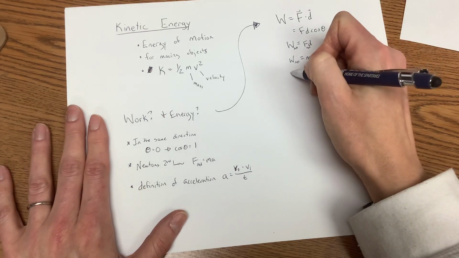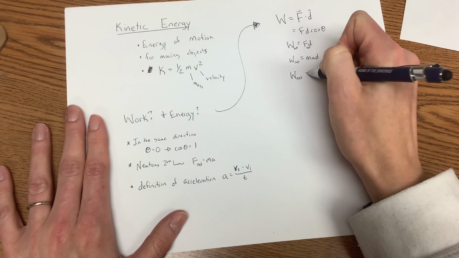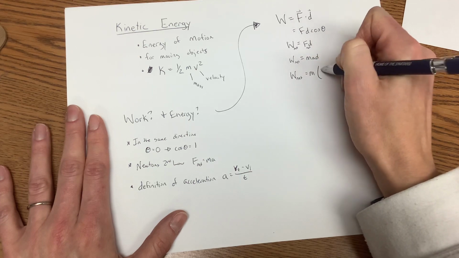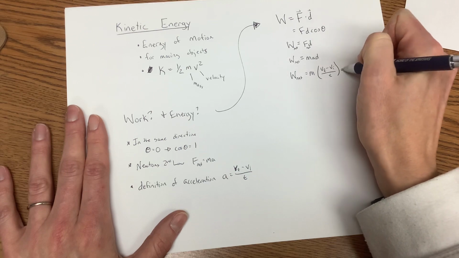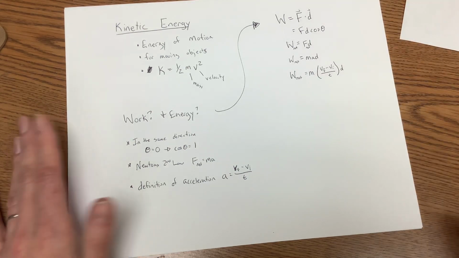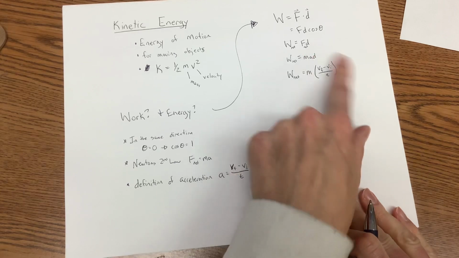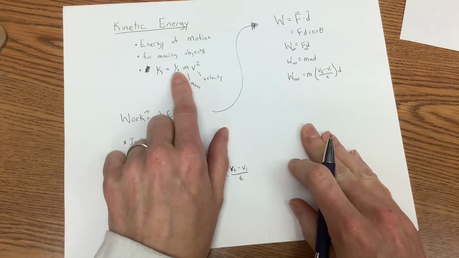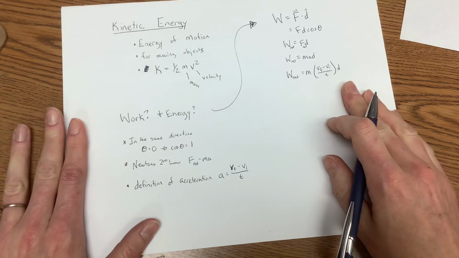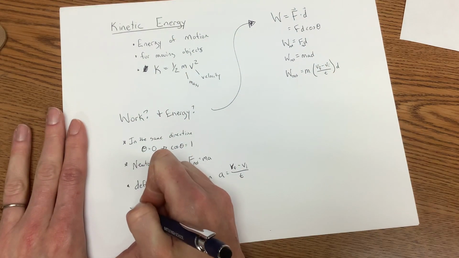And we're going to stick that in for acceleration. So we're going to have m (vf minus vi) over t. Okay. And we're getting closer. Our goal is kind of to get rid of everything. We want to see if we can't get this to look like something here. Okay. And so now we need to get rid of this distance.